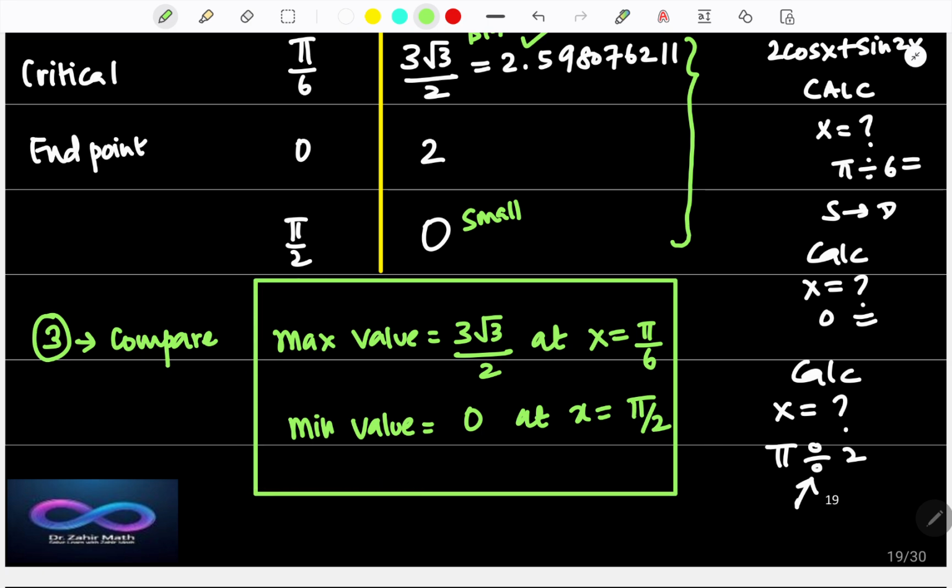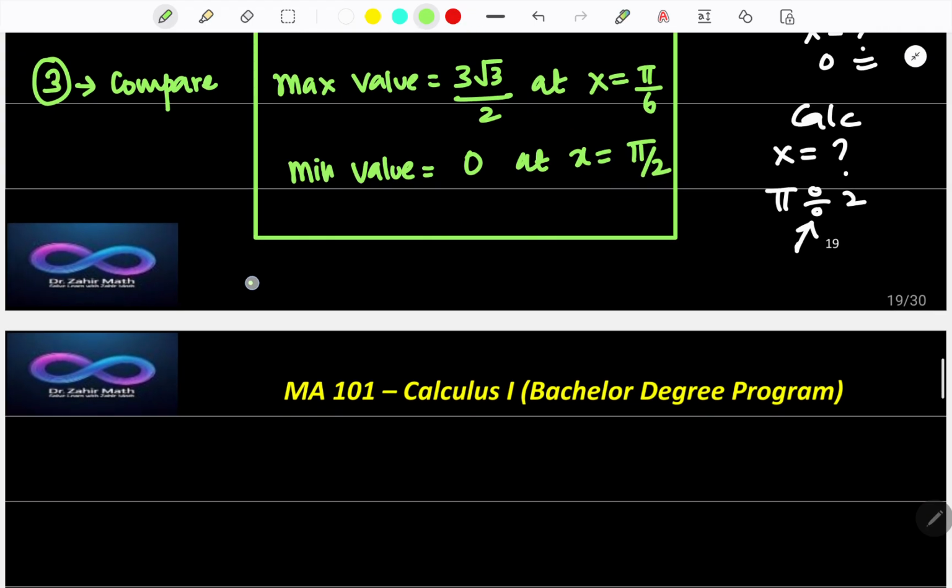It's so easy, everybody. So this finishes your exercise, section 3.1, module 4. Alhamdulillah, we completed all the 6 questions from the MA101 3.1 exercise. So you saw how to find critical numbers, and how to check maximum and minimum values using endpoints and derivatives.